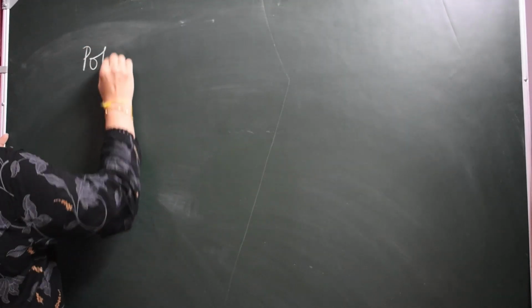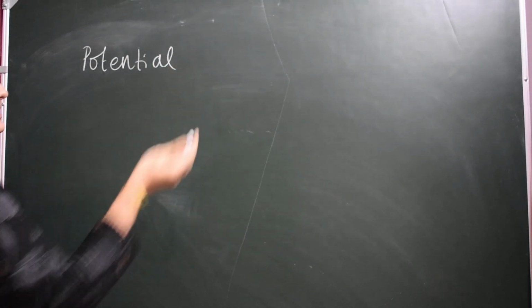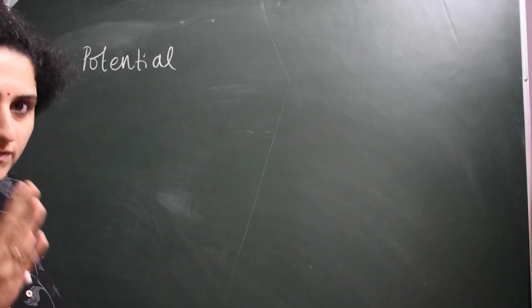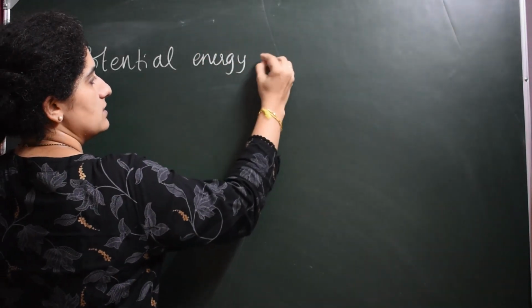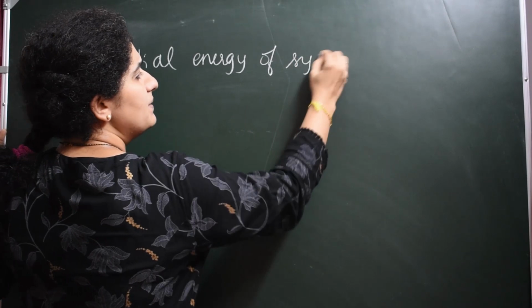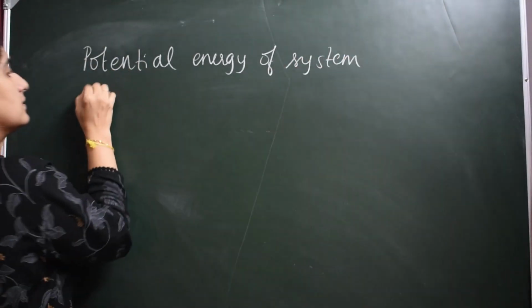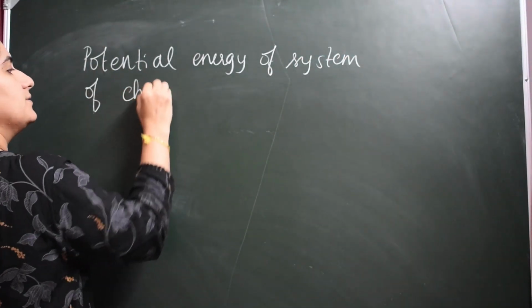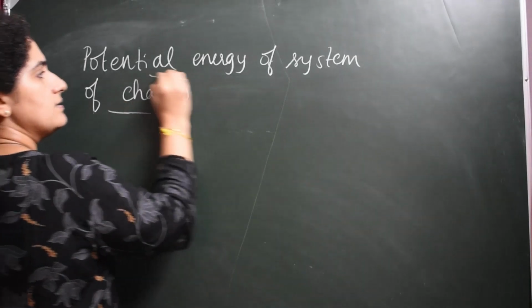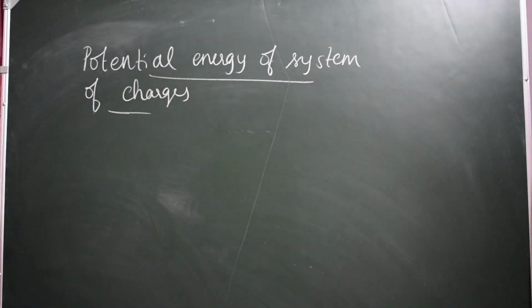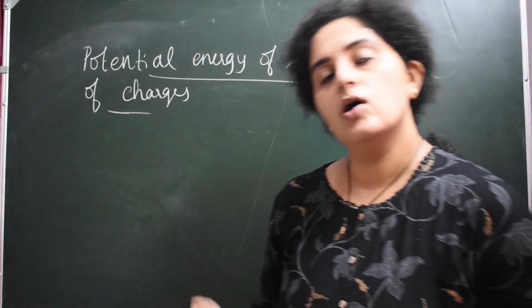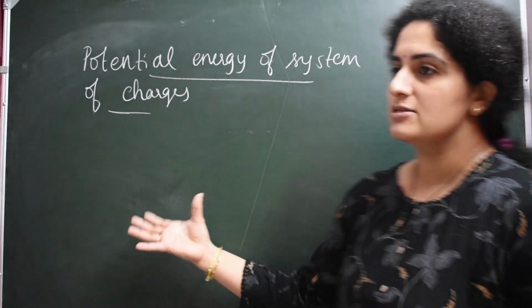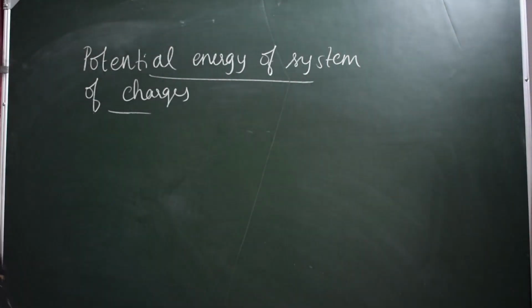And next is potential energy of a system of charges. The last topic we have seen is potential of a system of charges. Now it is potential energy of a system of charges. A simple one, no derivation as such. Again here you consider any point charges Q1 and Q2 which are kept at a distance of say R1 and R2 from a point P.